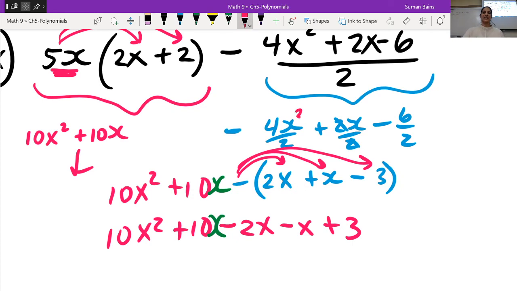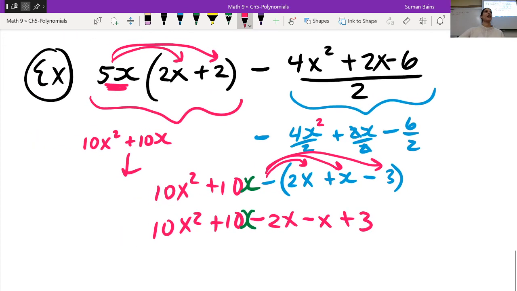Negative 4x squared. I'm missing a squared there. So this should be a squared. Does that make sense to everyone? This should be squared. Am I good now? Anything else? We're good? Okay.